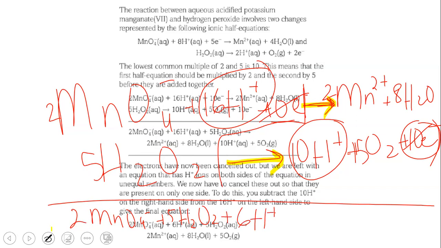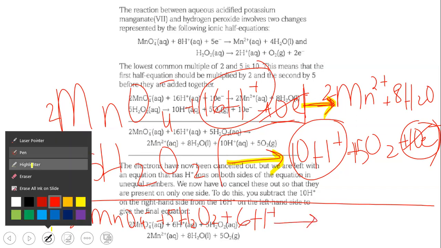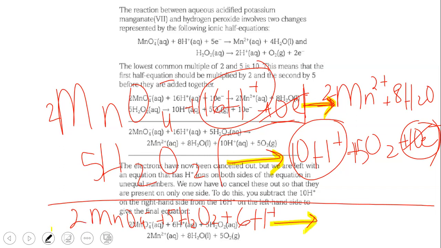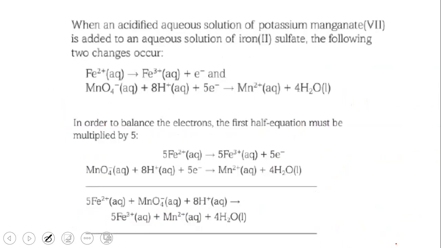Now tell me everything that is after the arrow, what is in the product. 2Mn2 plus, 8H2O and 5O2. And that is it. That's how you make your balanced equations. So that is how you're going to be making your overall total balanced equations.